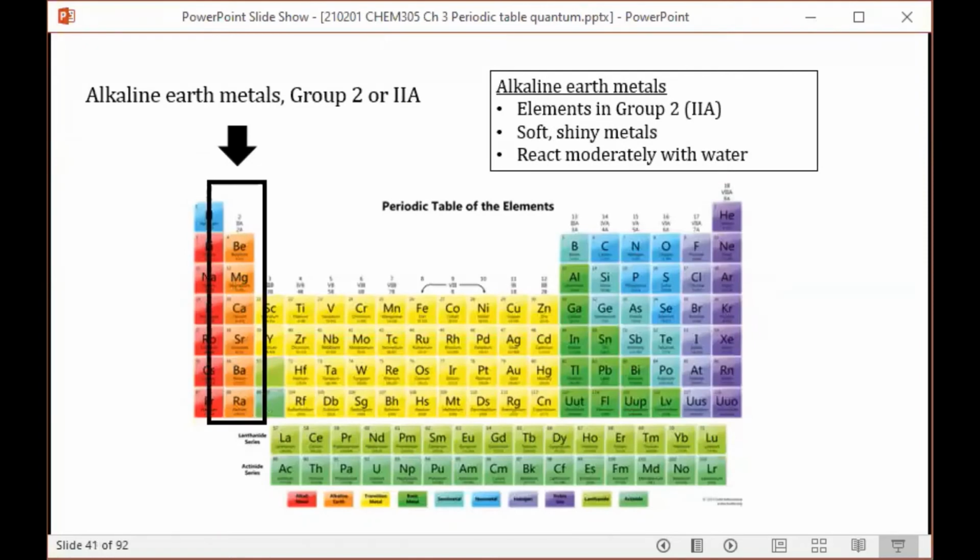Right next door to them are the alkaline earth metals. They're group 2 or 2A. They're also soft and shiny metals, but they don't react as vigorously with water as the group 1A metals. So they react moderately with water.